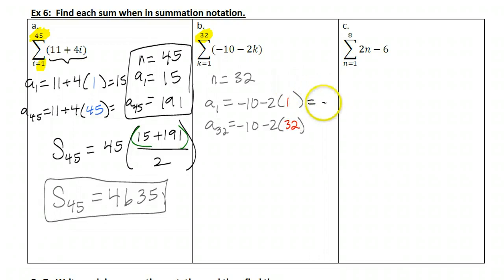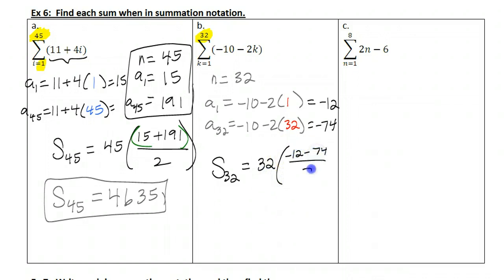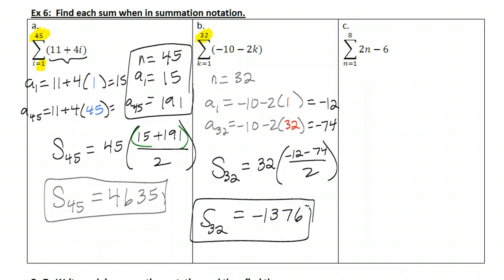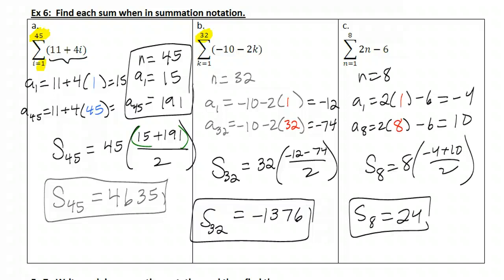Just be careful with your negatives, especially when you type this in. I end up with term 1 is negative 12. Term 32 is negative 74. Now I'm going to just plug it into my sum formula. And I end up with the sum of the first 32 terms is negative 1,376. All right, go ahead and pause and watch part C. Or, try part C. And when you're ready, unpause it. All right, check your answer to part C. And when you are ready, unpause the video and move on to example 7.